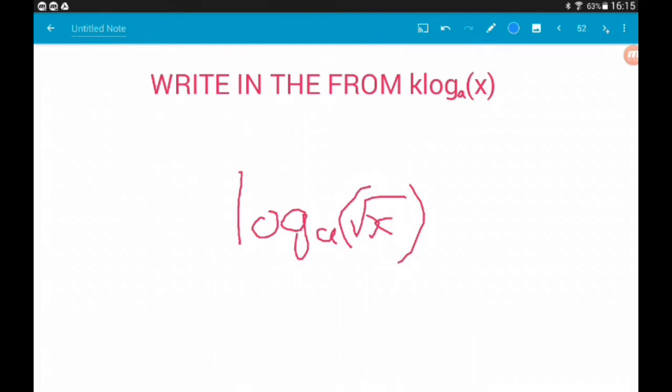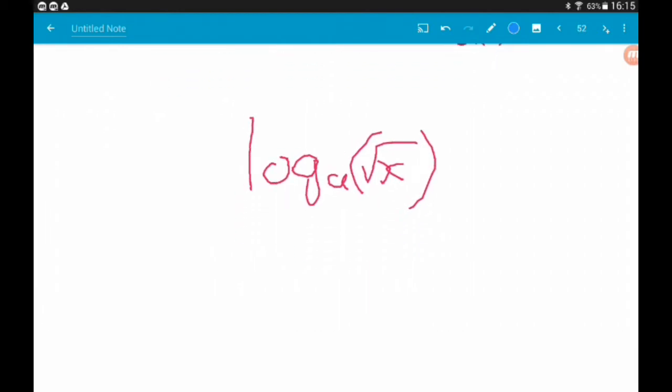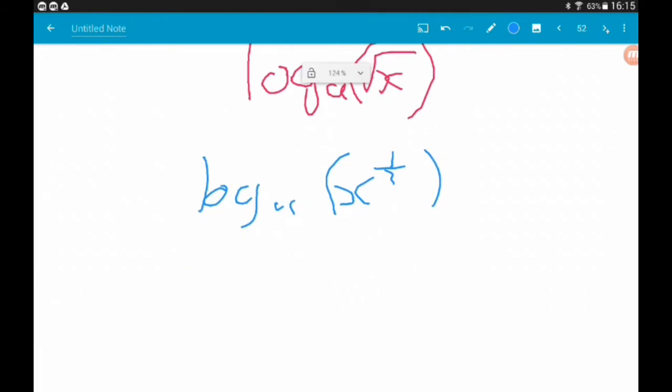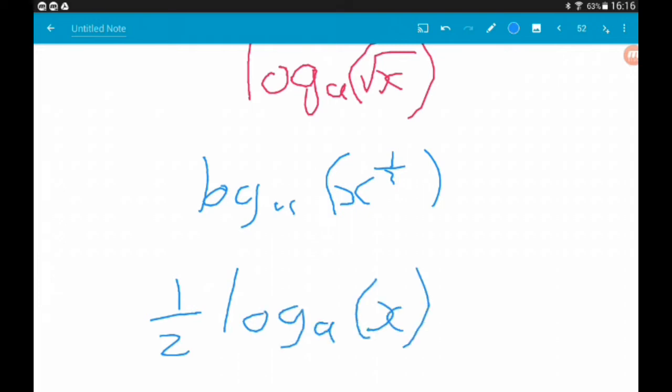Similar mission here. This time we've got log base a of the square root of x. So, what power of x is square rooting it? It's 1/2. So we've got log base a of x to the power of 1/2. Now the power just comes out the front and multiplies the log. So this is the same as 1/2 log base a of x. Good times.